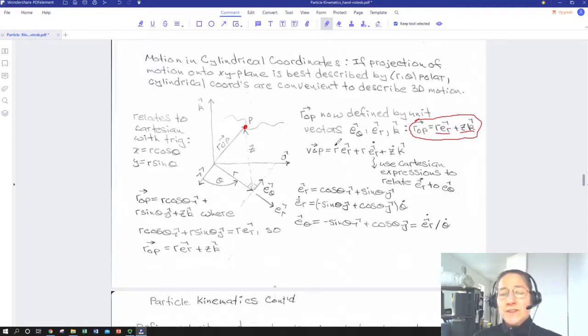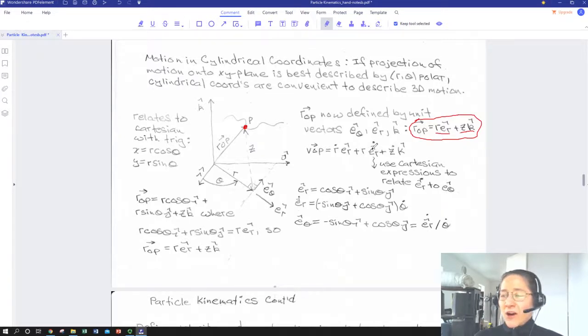We're going to take the time derivative of r and get r dot, multiply by our unit vector in the r direction, and then I'm going to add to that r times the time derivative of the unit vector in the r direction. And then I'm going to add to that z dot times k hat, and k hat is not changing with time. So I don't have to have a z k hat dot, because I know that k hat isn't changing with time.